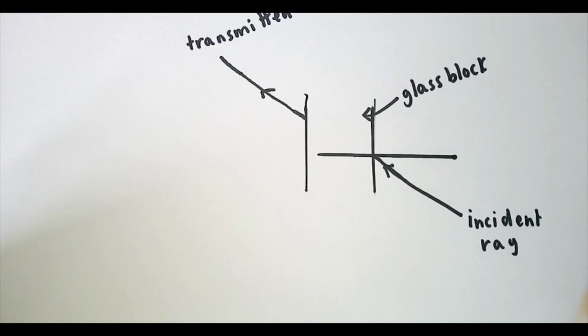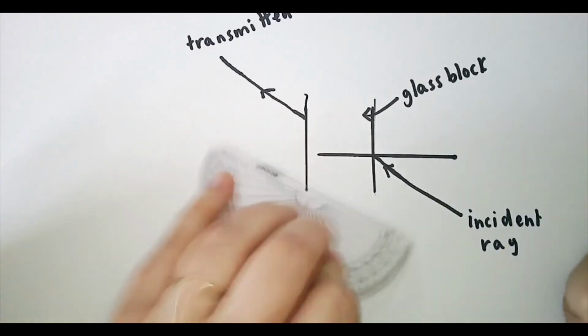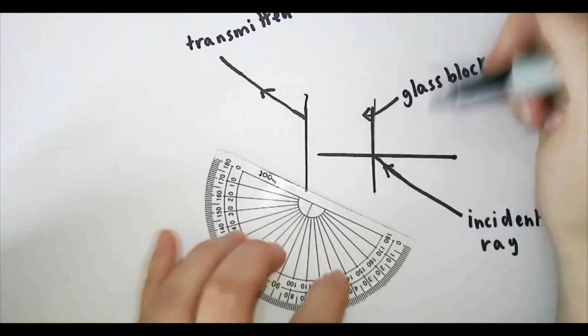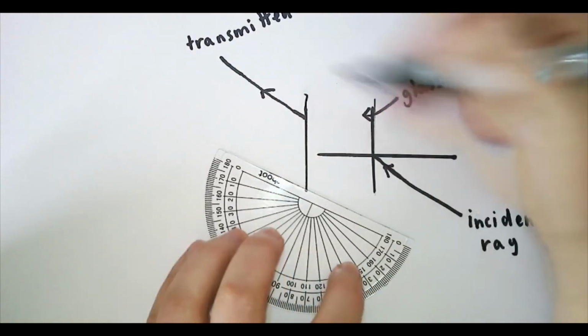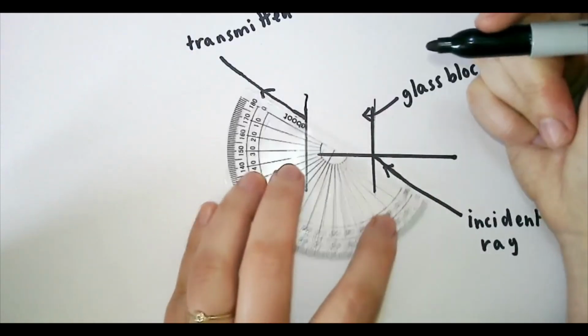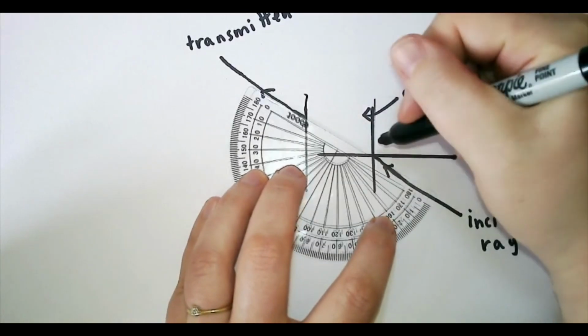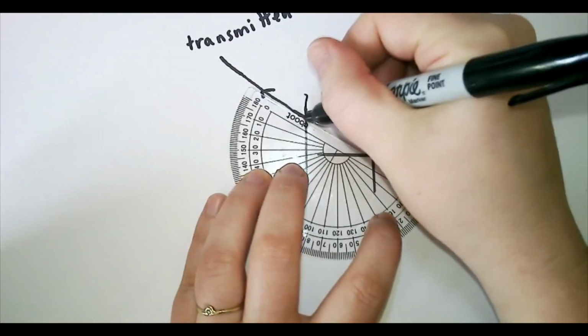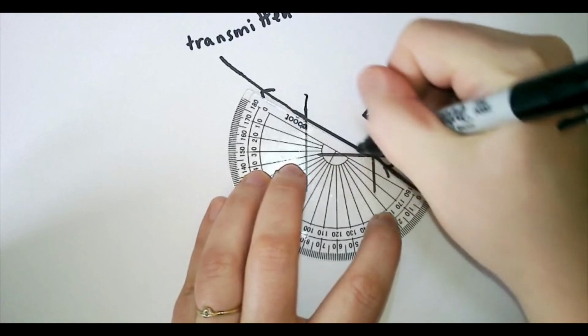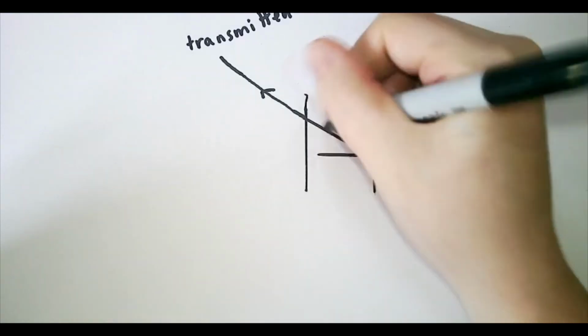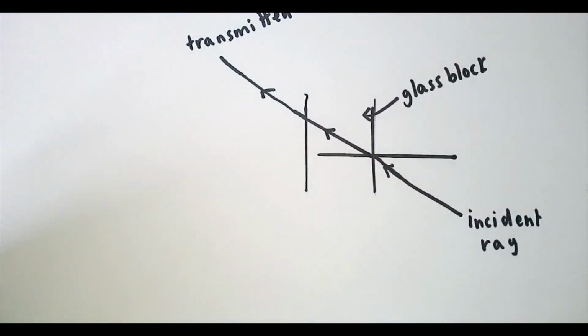Now, what I'm going to have to do next is also join up the incident ray and the transmitted ray so I can see what path my light followed inside the block. So I just take my ruler again and I join those two lines together. Okay, so that's the pathway that our light followed through our glass block.